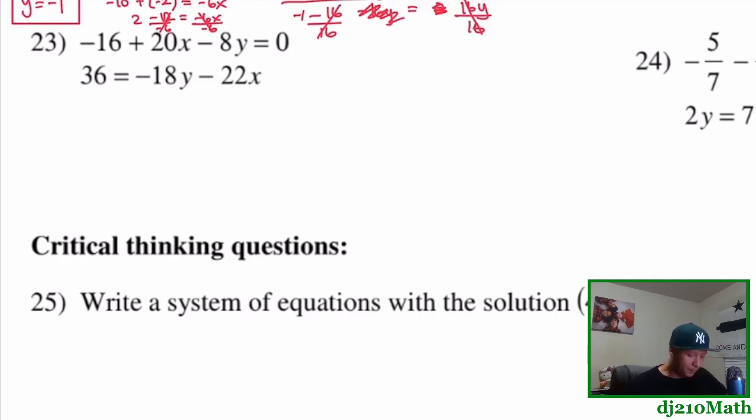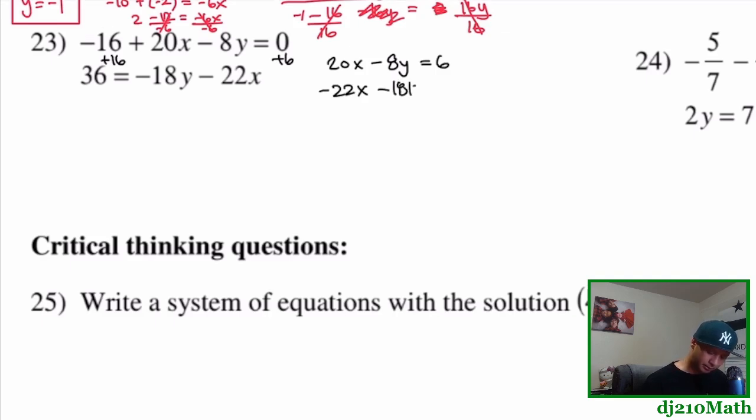Okay. What I want to do, I want to make sure that all the terms line up. All the terms line up. So in the bottom, I'm noticing y's and x's, right? So I'm going to add 16 to both sides. So I'm going to get on top 20x minus 8y is equal to 6. On the bottom, I'm rearranging things so that the terms line up. Negative 22x minus 18y equals 36.